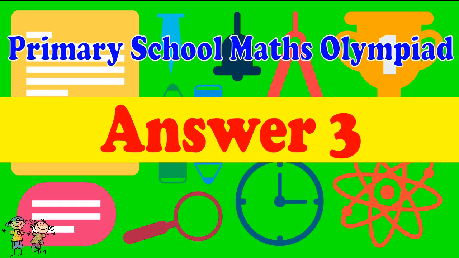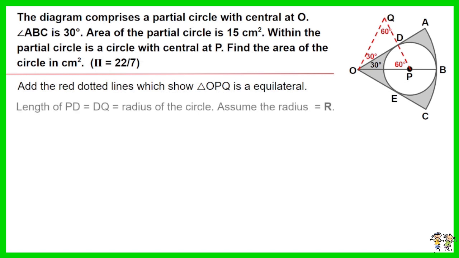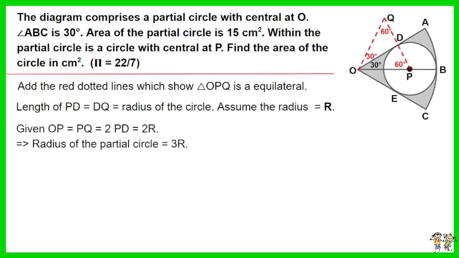Answer for question 3. Add the red dotted lines, which show the triangle OPQ is equilateral. Length of PD equals DQ equals radius of the circle. Assume the radius is R. Given OP equals PQ equals 2PD equals 2R. Thus radius of the partial circle equals 3R.